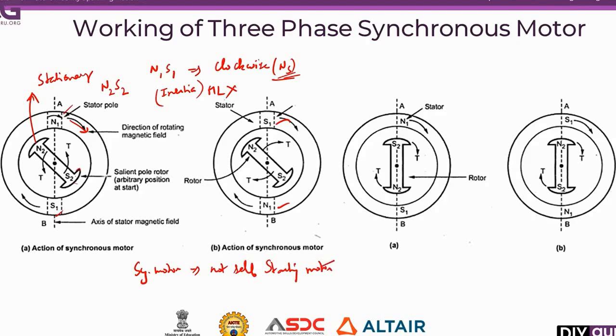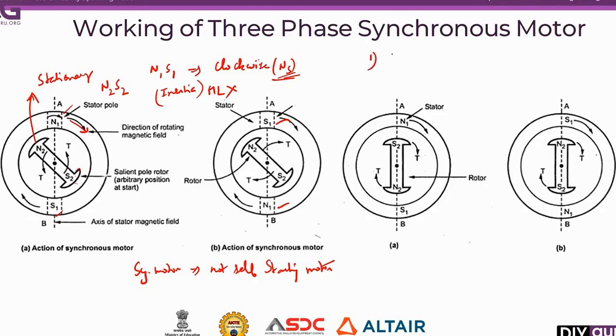So with some modification, somehow we have to rotate this rotor to bring it in contact with the stationary poles so that magnetic locking takes place. Once the magnetic locking takes place, the rotor will rotate at the speed of the rotating magnetic field. So there is a procedure to start a synchronous motor. We will see what the procedure is.